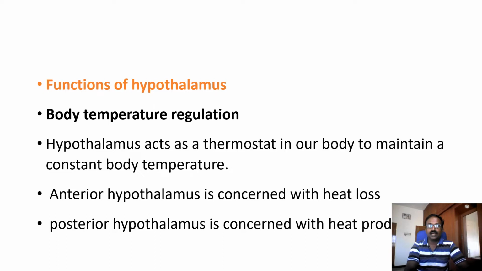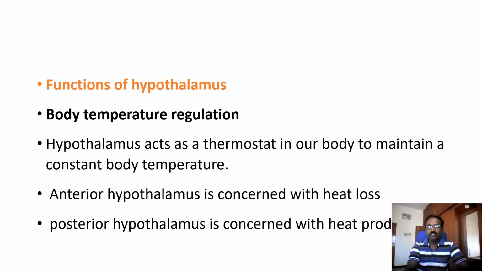So when the body temperature increases, when we are going to a hot climate, the anterior hypothalamus is stimulated to produce heat loss. So the anterior hypothalamus is concerned with heat loss. When we are going to a cold place like Ooty, at that time the posterior hypothalamus is stimulated and it produces more heat production. So the posterior hypothalamus is concerned with heat production.